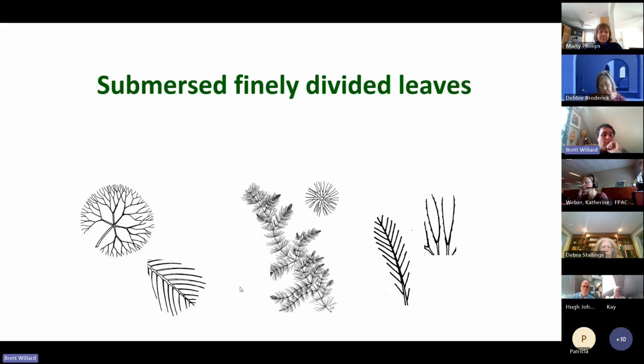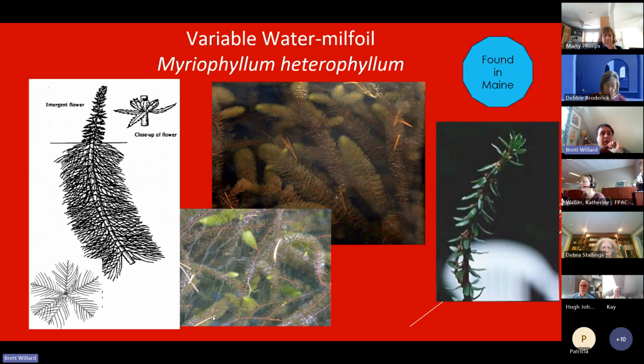All right. We're now going to go on to our plants that have submersed, finely divided leaves. So remember, these are plants where the leaves are below the surface of the water and are finely divided, which means that they're branched or forked or feather divided. The first one is variable leaf water milfoil or variable water milfoil. So this is by far the most common invasive in Maine. So it's important to know that this is a milfoil. It has feather divided leaves.